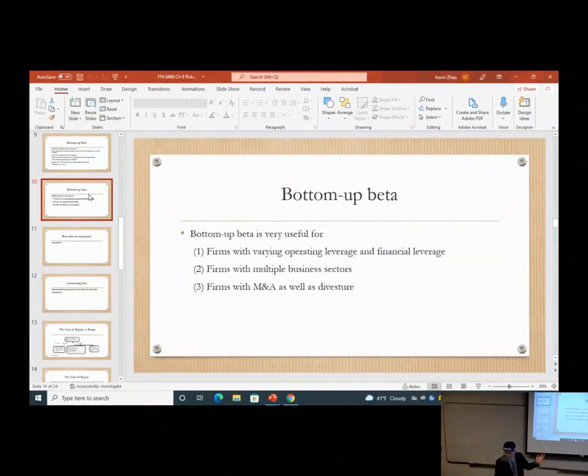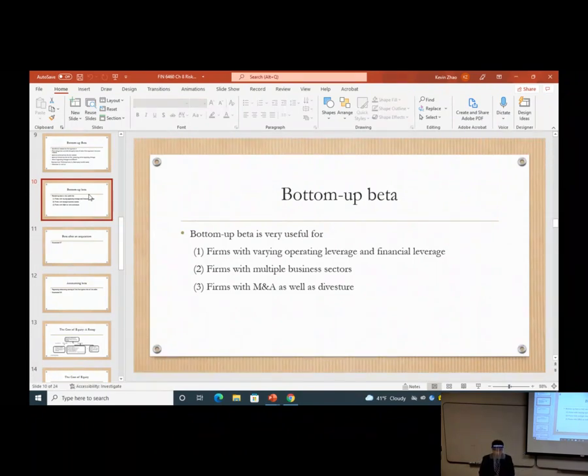So this bottom-up beta is very useful for three types of companies. First one, a company that has varying operating leverage and financial leverage. Through a company's annual report or quarterly report, you will get information if companies are going to change that significantly in the future. And the second, a company that has multiple lines of business, involved in different sectors, because different sectors have different cyclical natures. Therefore, different business mix may generate different beta. And the last one is a company that has a lot of mergers and acquisitions.